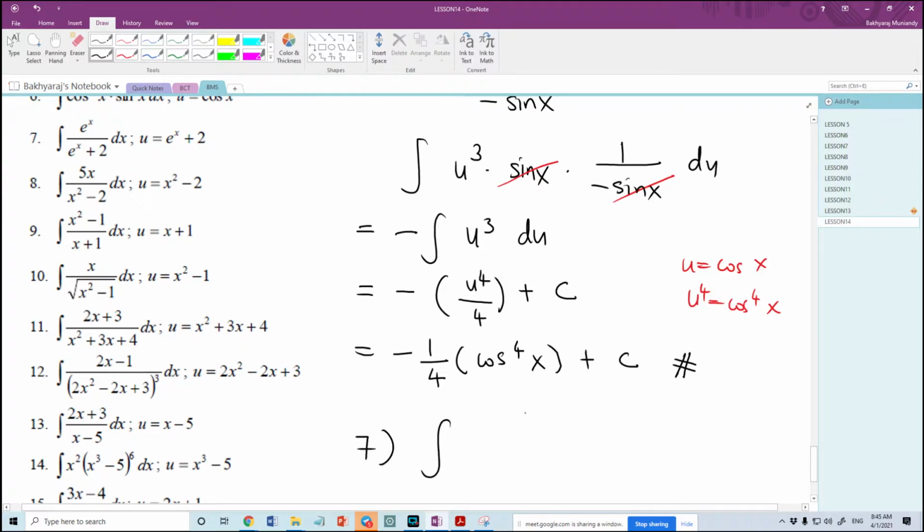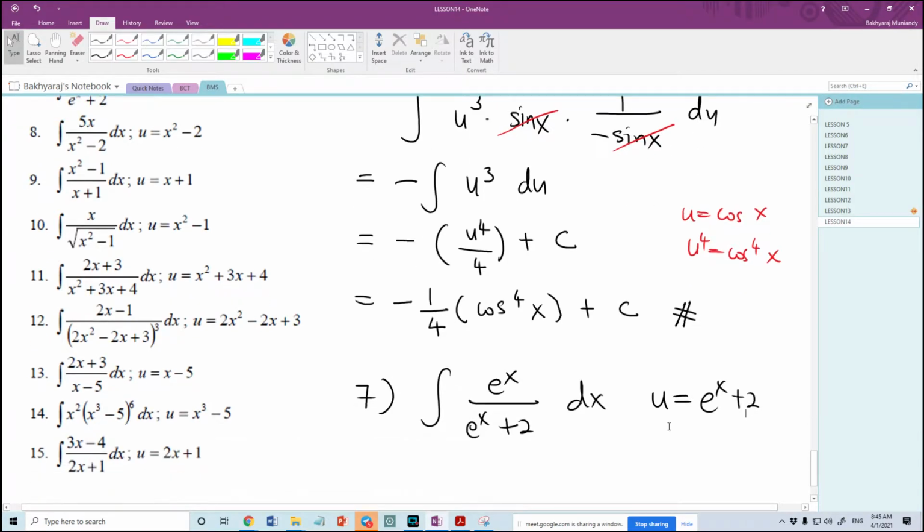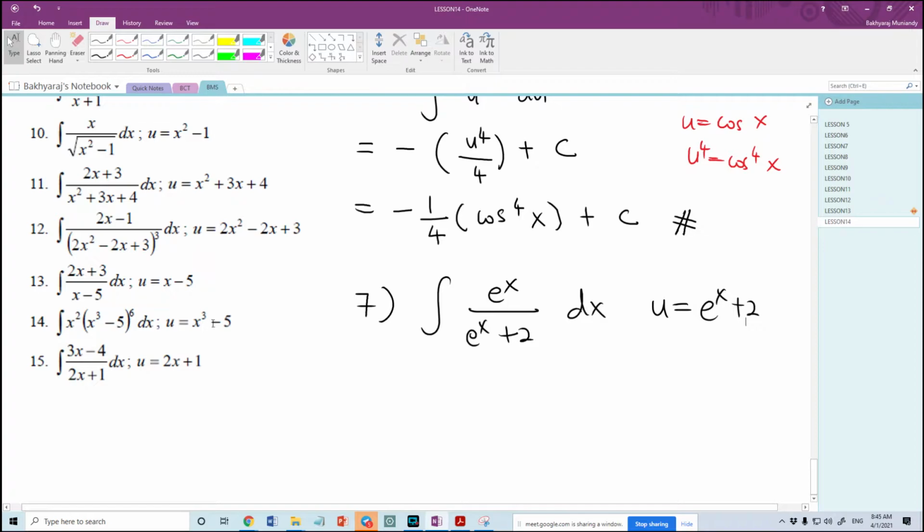Integrate exponent x divided by exponent x plus 2 dx, and then u is actually exponent x plus 2. Okay, so I just proceed with this. So first thing is proceed with the u. So kita proceed with the u. Okay, proceed with u. U is actually exponent x plus 2, right?